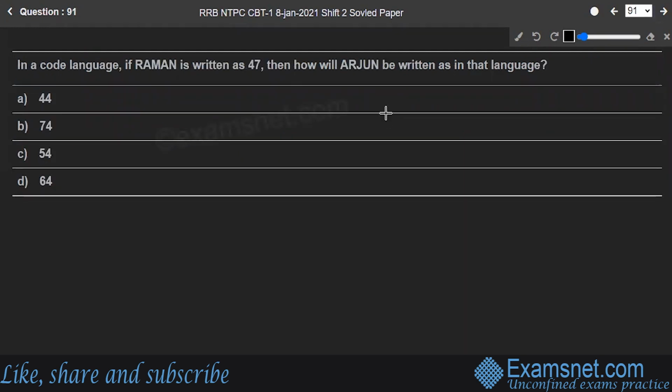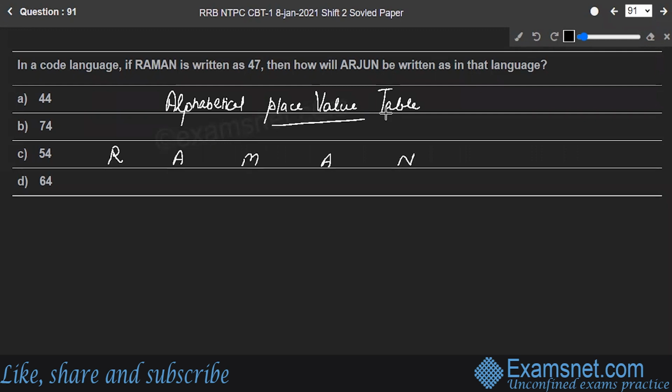In a code language, Raman is written as 47. How will Arjun be written in the same code language? Similar question we have done before also, right? We'll be using the same alphabetical place value table to answer this. So Raman, R-A-M-A-N. R is at 18, A is at 1, M is at 13, A is 1 and N is 14. Let's add all of them. You will get 47.